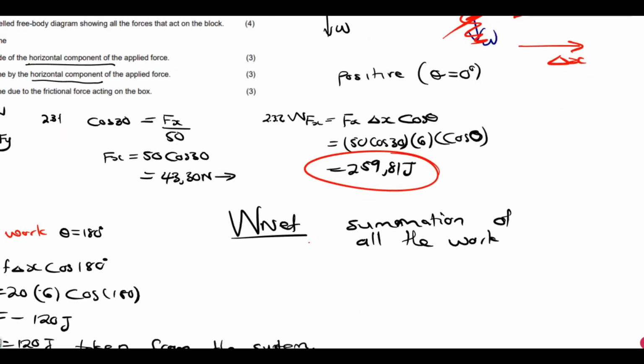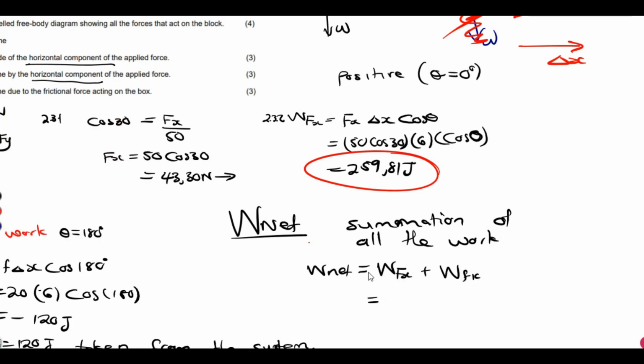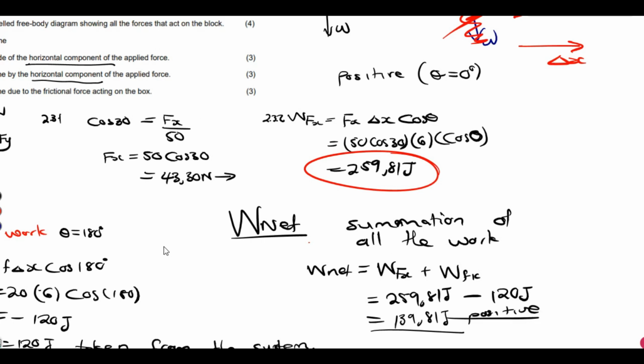So now work net in that system is just going to be the work done by Fx plus the work done by friction. Yes, remember we had this as what? As 259.81 joules minus, remember this came out as minus 120 joules, which is subtracting from the system, giving 139.81 joules, and then you can see that this is positive work now, because we are getting a positive value, hence the block is moving to the right.